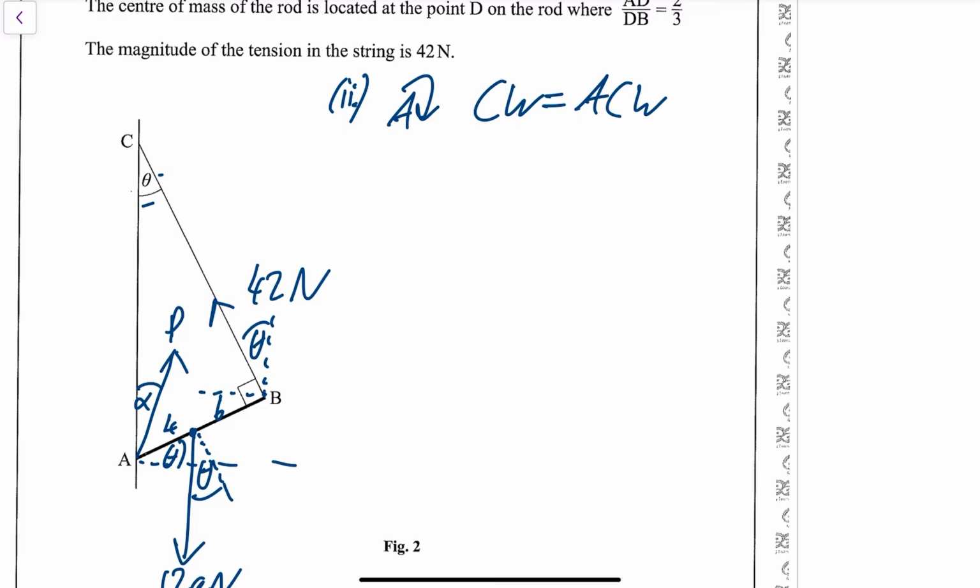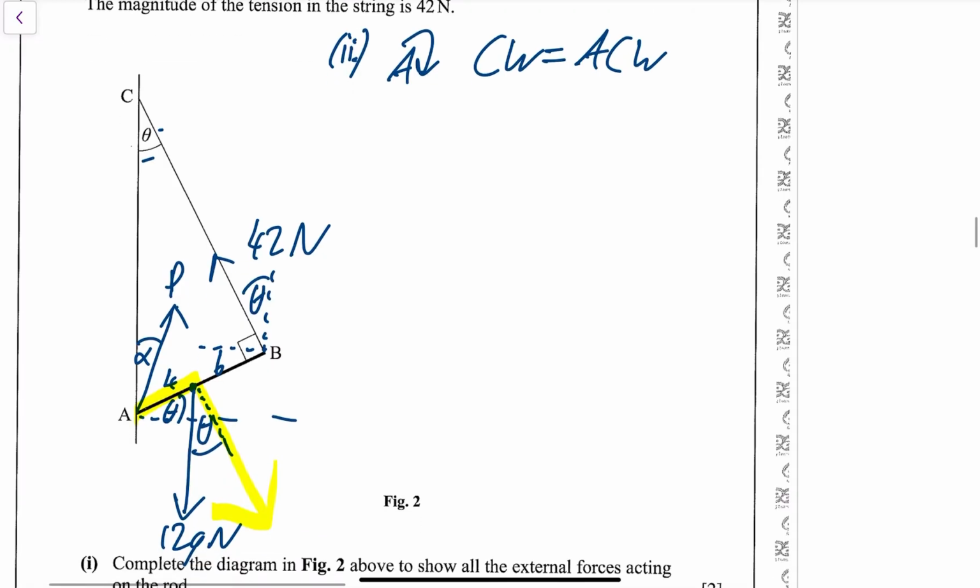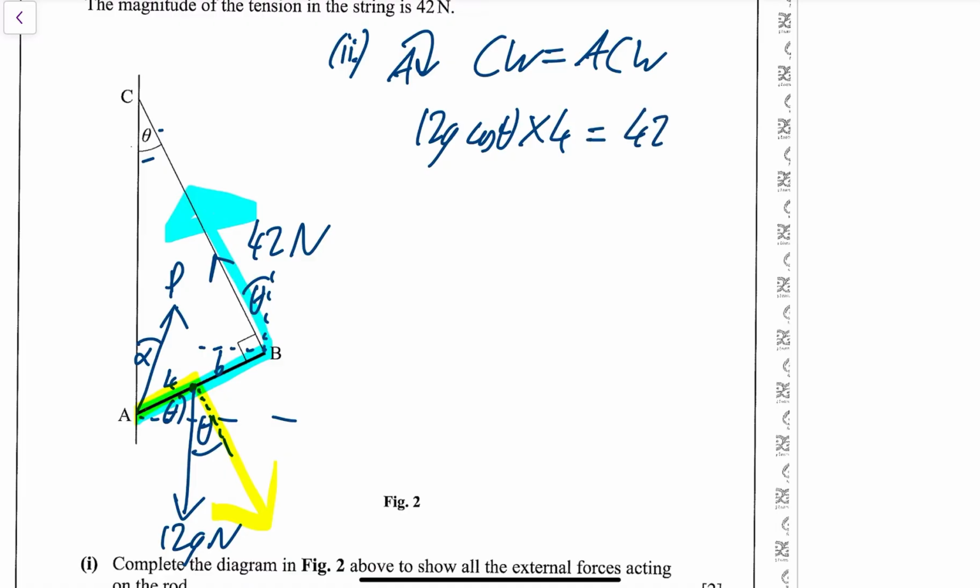Right, clockwise, we've got to make the forces at right angles. So there's clockwise: you have 12g cos theta, times 4. That's the only clockwise force. Okay, anti-clockwise: this one's pulling me anti-clockwise, and it is 42, and that is going to be just 42 times 10. You don't need to pull the angle any direction.